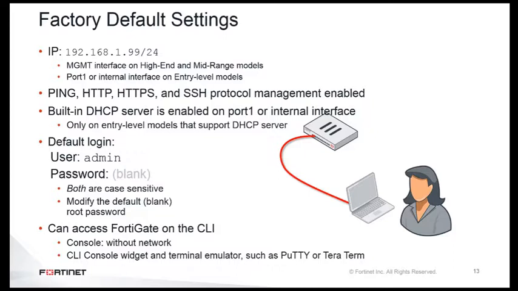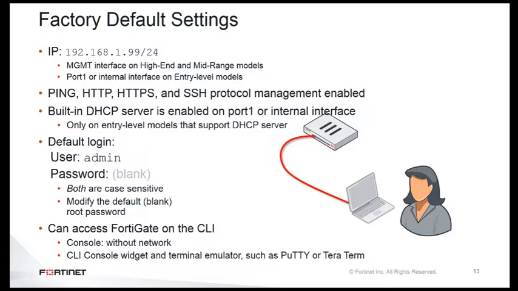To access the GUI on FortiGate or FortiWi-Fi, open a web browser and go to http://192.168.1.99. The default login information is public knowledge. Never leave the default password blank. Your network is only as secure as your FortiGate's admin account.